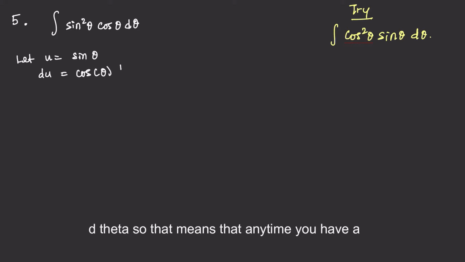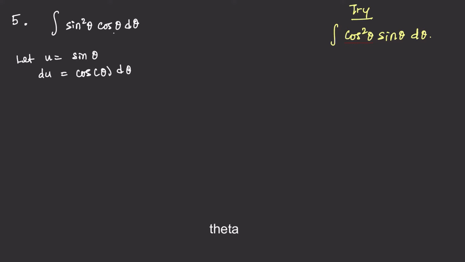If I take the derivative of u with respect to theta, that means I'm going to have this to be cos theta d theta. So that means that anytime you have a situation whereby you have sine theta multiplied by cos theta, and one of the powers is even, meaning you have powers of 2, and the other one is odd, you have powers of 1, 3, 5, and so on and so forth, what you want to do is the one that has the even power, you want to use that as your substitution. That is, we are making u to be sine theta, and if you take the derivative of u, you're going to have cos theta multiplied by d theta.